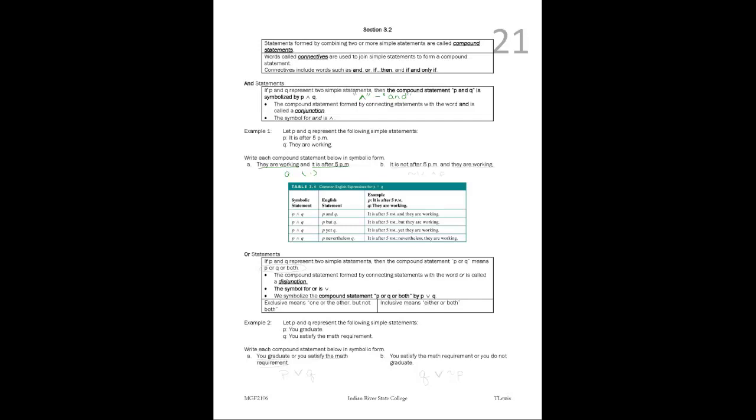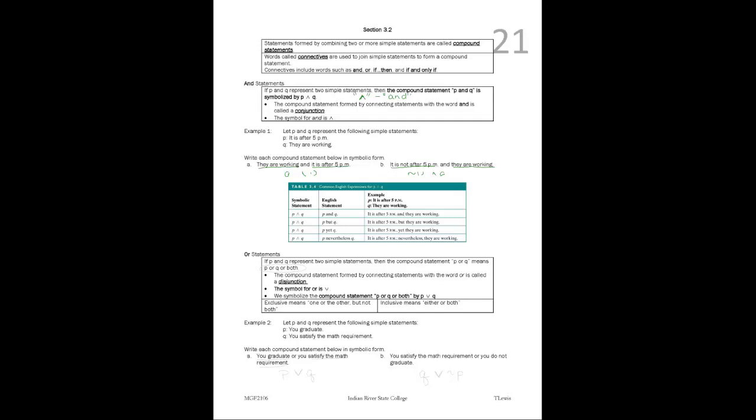Letter B. It is not after 5 p.m. and they are working. So how we represent it is not after 5 p.m.: what symbol? The tilde with which letter? Not P. And they are working, Q.